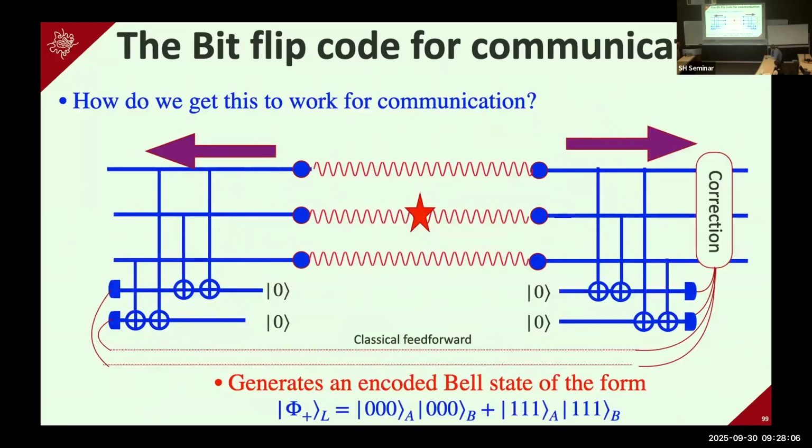So I can do the same circuit, add ancillas here, add ancillas here. Run the circuit the same way as before, communicate the results of these. But now what happens is you don't get a state 00 plus 11 being shared. The state you get up here is like 000 for Alice, 000 for Bob, 111 for Alice, 111 for Bob. So you get a logically encoded state, which is a GHZ state in this case.